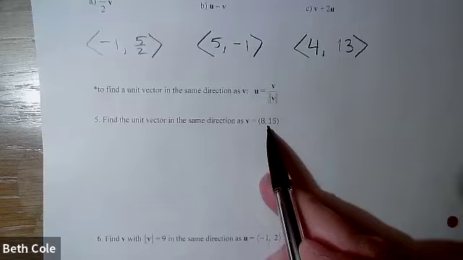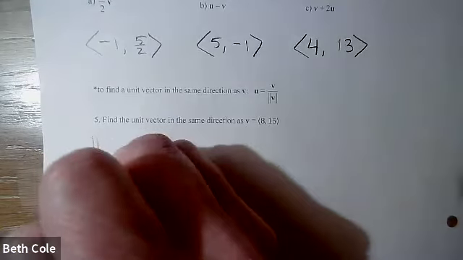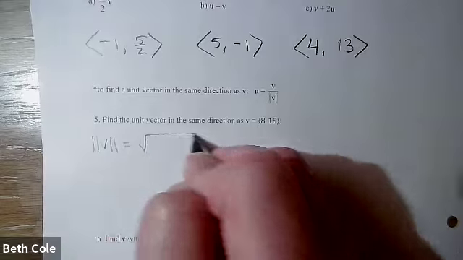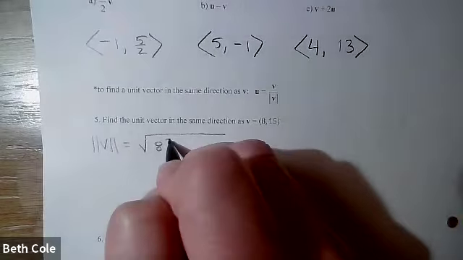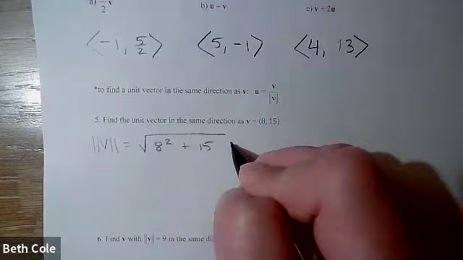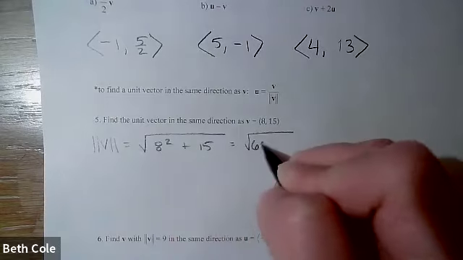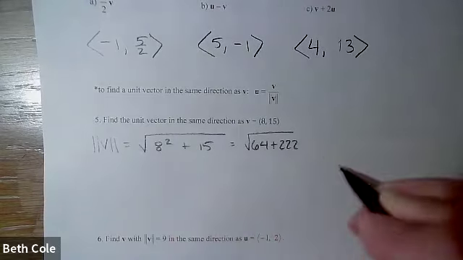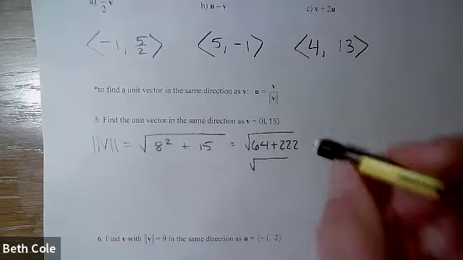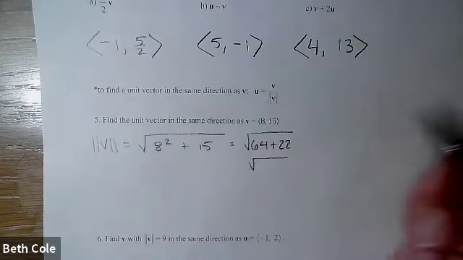So find the unit vector in the same direction here. Well, first thing we have to find is the magnitude. So let's go ahead and do that. We're going to have 8 squared plus 15 squared. It's going to be 64 plus 225. Oh, said it correctly. I just didn't write it correctly.